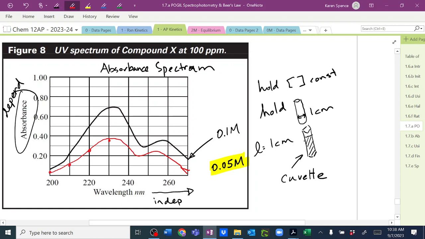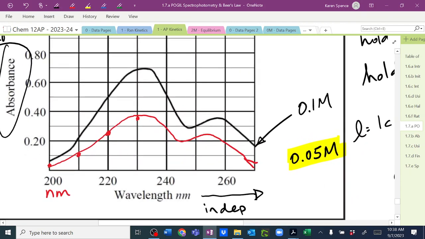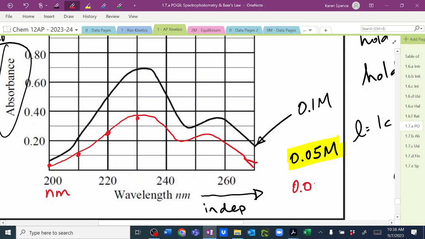Now, as the concentration gets lower and lower, what if we did our measurements at 200 nanometers? What if we had now 0.02 molar? What would happen to the absorbance at 200 nanometers? Yeah. And we're getting into the range where it becomes unmeasurable, yes?